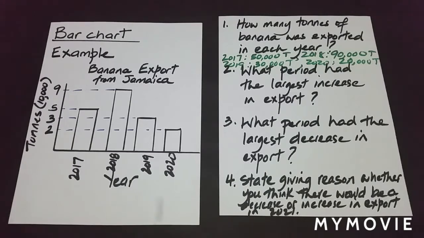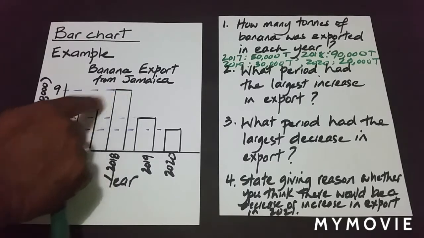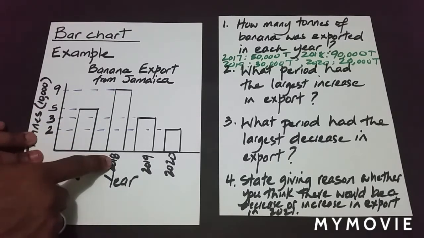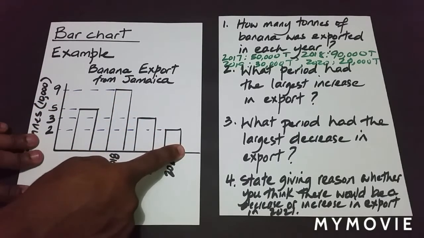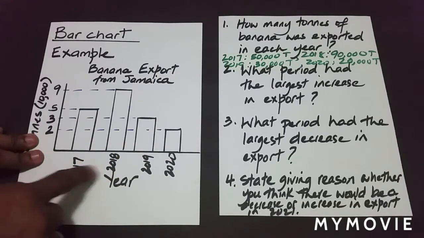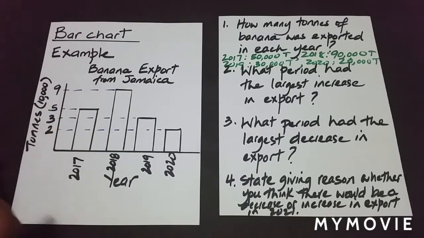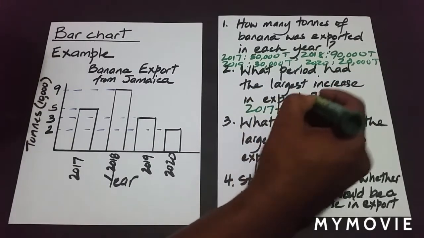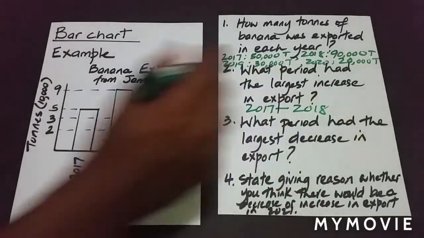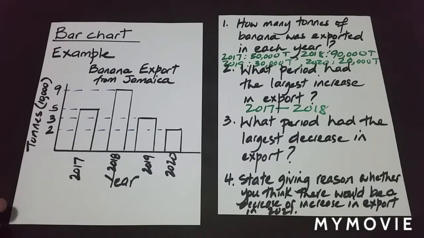Now in question 2, it says what period, and we're talking about from one particular year to another year, had the largest increase in export? Now this was the only instance of increase between 2017 and 2018. All the other years showed a decrease in export of banana from Jamaica. So 2017 to 2018 was the only increase. So 2017 to 2018 reflected the only increase in export. So that would have been the answer to question 2.